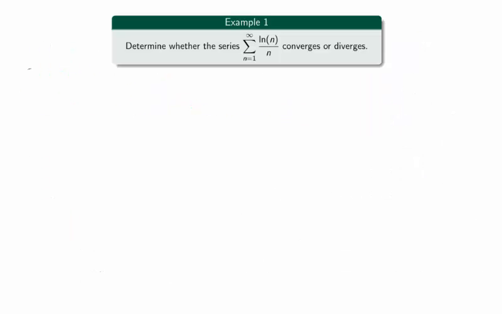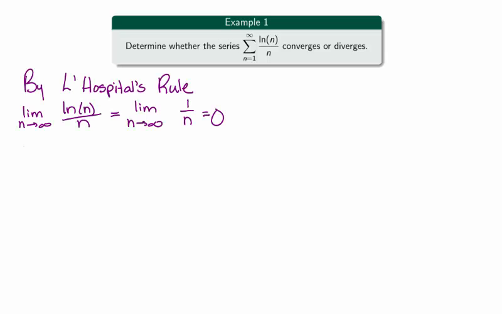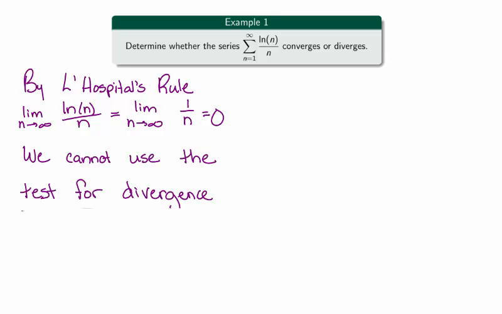Let's do an example. Determine whether the series, the sum n equals 1 to infinity of the natural log of n divided by n, converges or diverges. First, note by L'Hopital's rule, the limit as n goes to infinity of the natural log of n divided by n equals the limit as n goes to infinity of 1 over n, which equals 0. So we cannot use the test for divergence. We use the integral test instead.